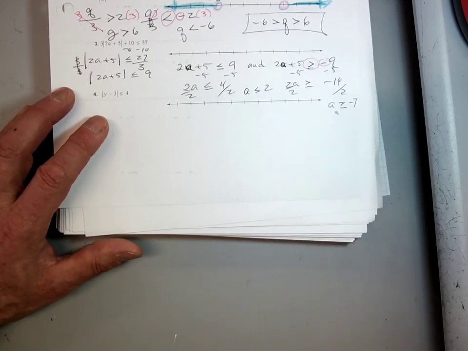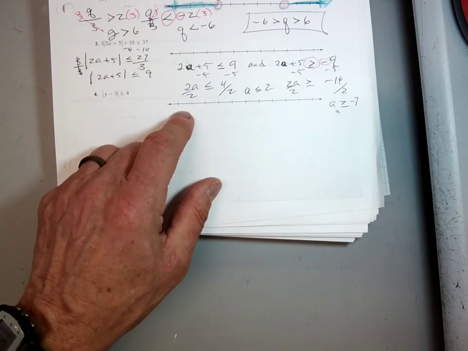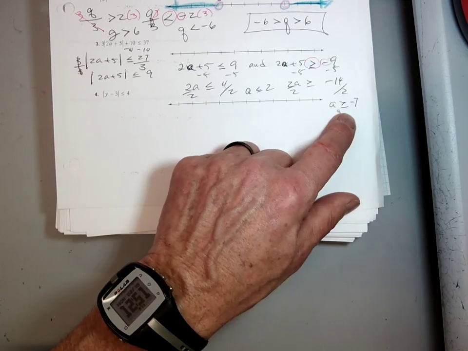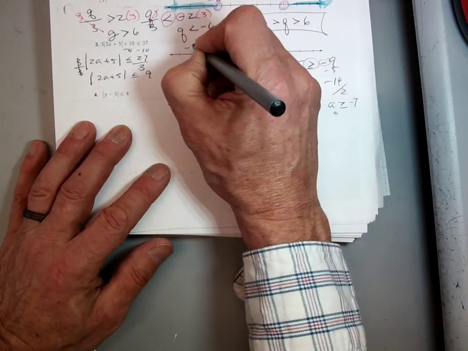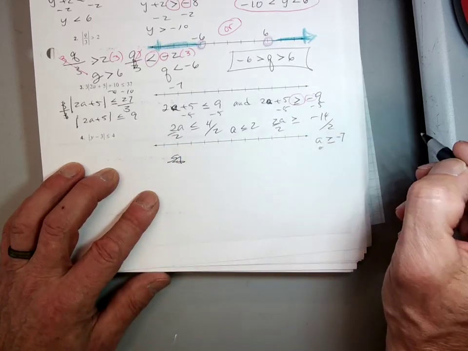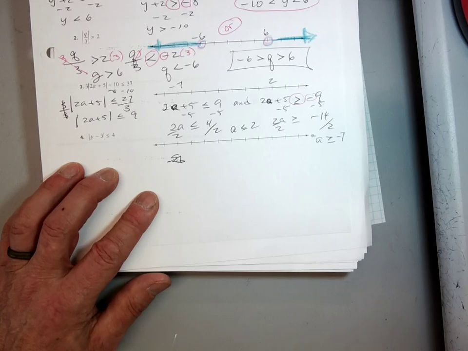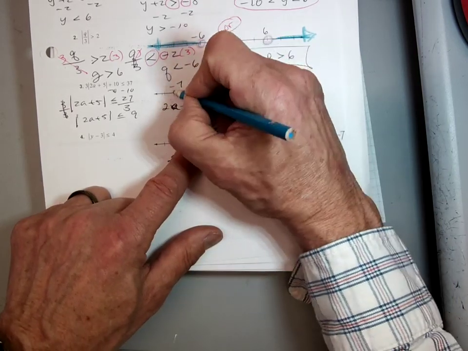Okay. Probably should have left more room or written smaller, huh? So I'm going to have a circle at 2 and a circle at -7. So I'll put -7 here, and I'll put my 2 up here. I'll have a closed circle on both.